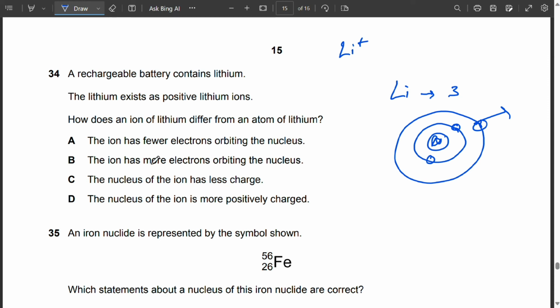Okay, how does the ion of lithium differ from a lithium atom? As you can see, in a lithium atom there were 3 electrons, and when it forms a lithium ion, it loses 1 electron. So the total number of electrons has decreased. So the ion has fewer electrons orbiting the nucleus. Yes, because the lithium ion, Li plus, is formed when lithium loses an electron.